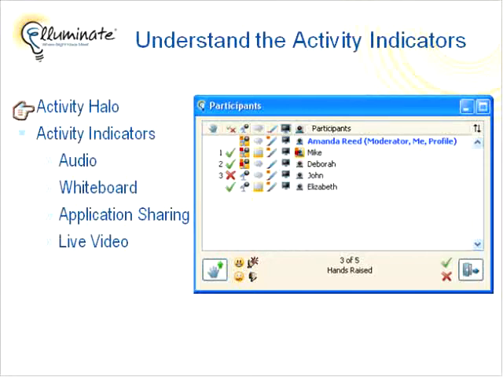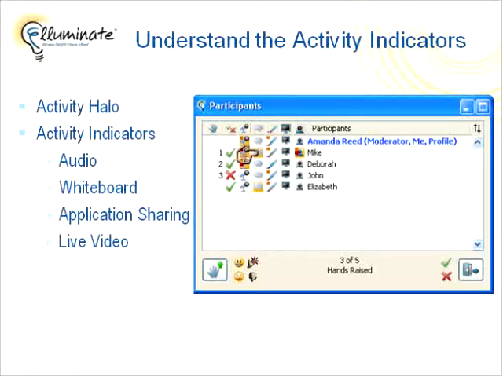The activity halo, what we're referring to, is the yellow that's going to appear around any one of the tools that you see in the participant window. So what that means in this screenshot specifically is Amanda has her microphone turned on, Mike has the microphone turned on, and Deborah has the microphone turned on. This would also give you an indication that we have at least 3 simultaneous talkers activated.